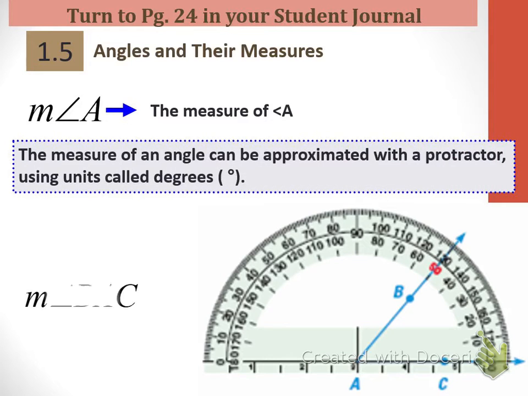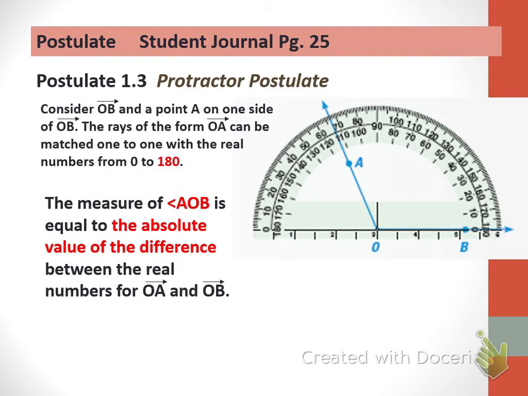Okay, you answer in degrees, so the measure of BAC was 50 degrees no matter which row you read. All right, this is just saying you can subtract to find out the measure of an angle.